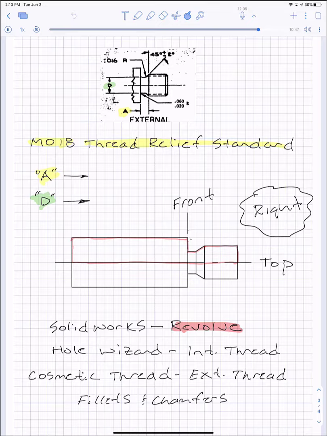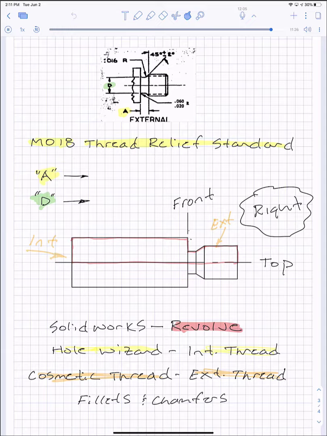Once we get that done, then we'll move into the next thing, which is using the hole wizard to do the internal thread. And then we'll talk about in class how to do a cosmetic thread for this external thread on the end over here. So this is external thread, and the internal thread will be that hole wizard hole that we can't see from the side here. It'll be the one coming in from the end there. This is an internal threaded hole. So that'll be hole wizard for that one, and then we'll use cosmetic threads for the external.